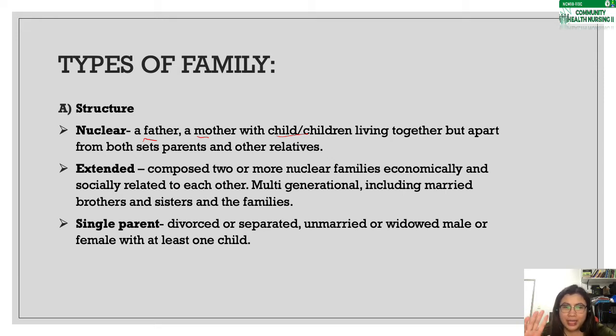The extended family is composed of the nuclear family, the mother, the father, and the children, and also other relatives. For example, the lola and the lolo, the grandparents, or the titos and the titas. That is an extended family. The single parent is one parent, either divorced or separated or unmarried, or widowed, male or female, with at least one child. That is a single parent.